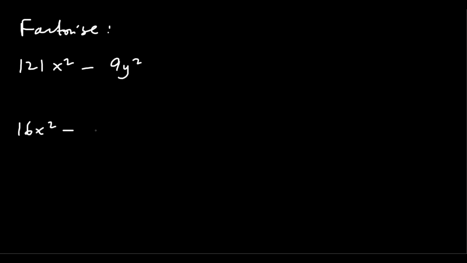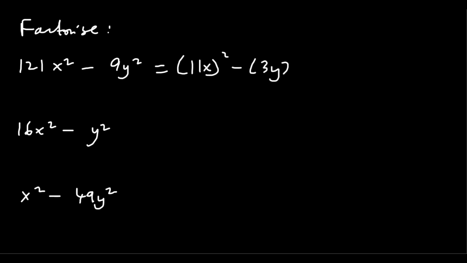Okay, let's do a few more examples. So factorize 121x squared minus 9y squared. And then we'll try doing 16x squared minus y squared. And then we'll do x squared minus, let's do 49y squared. Okay, so the first one is 11x all squared minus 3y all squared.